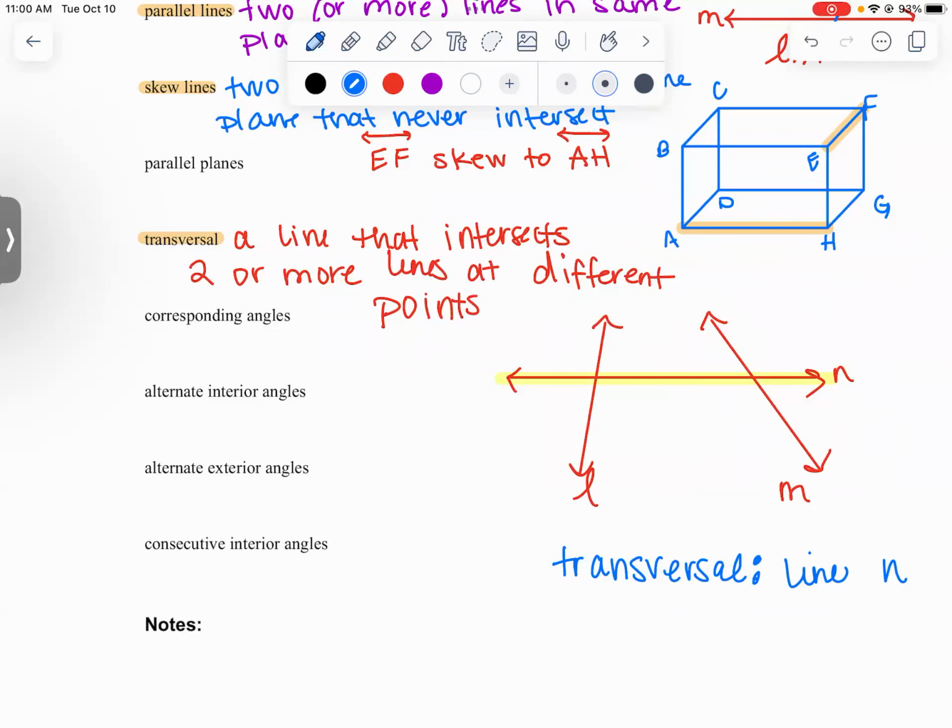Okay. Now, when you were in algebra, you talked about corresponding, alternate interior, alternate exterior, and consecutive interior. Okay, so we're gonna take a timeout and see if you actually do remember it. Pull out your computers.